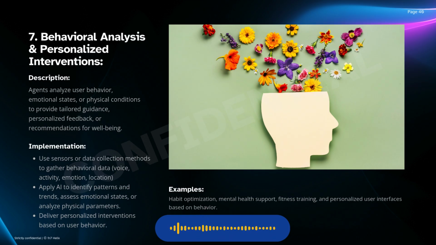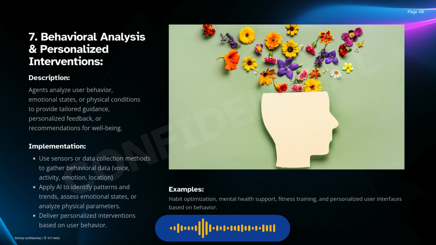Behavioral analysis and personalized interventions. This pattern involves using AI agents to analyze user behavior, emotional states, or physical conditions to provide tailored guidance, personalized feedback, or even recommendations for well-being. So it's like AI that can act as a virtual therapist, a fitness coach, a nutritionist, even a life coach. It's like having a whole team of experts right there in your pocket.